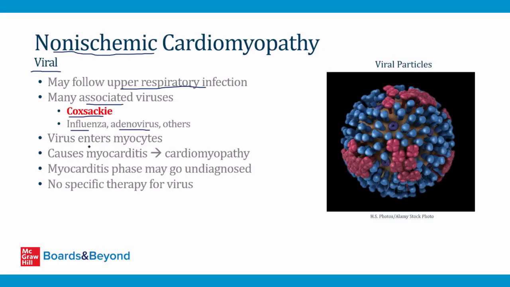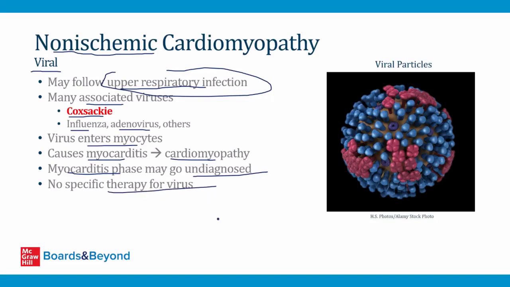As I said, it's believed that the virus enters myocytes and that causes the systolic heart failure. This causes inflammation and myocarditis, and that leads to cardiomyopathy. Often the myocarditis phase is asymptomatic and goes undiagnosed, so the first clue you get that the patient has a non-ischemic cardiomyopathy is when they have a URI, and then a few days or weeks later, they develop the clinical syndrome of heart failure. And we treat this just like any form of systolic heart failure. Usually there's no specific therapy for the virus that's required.